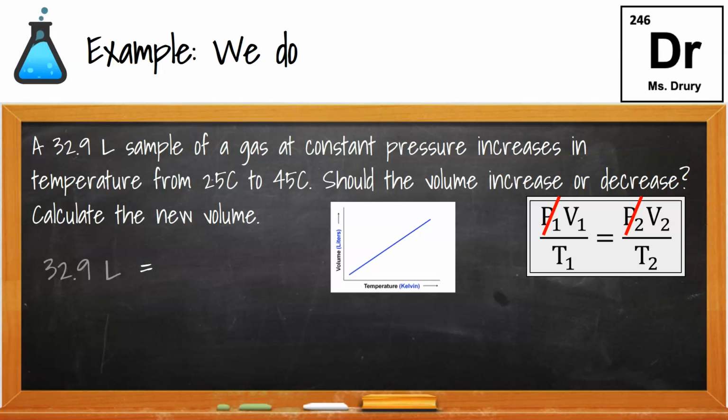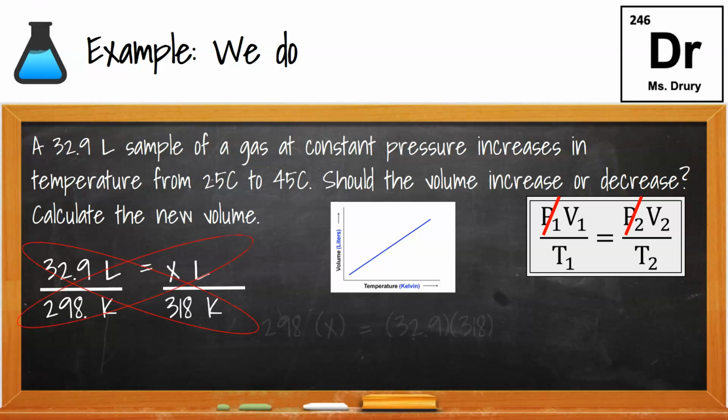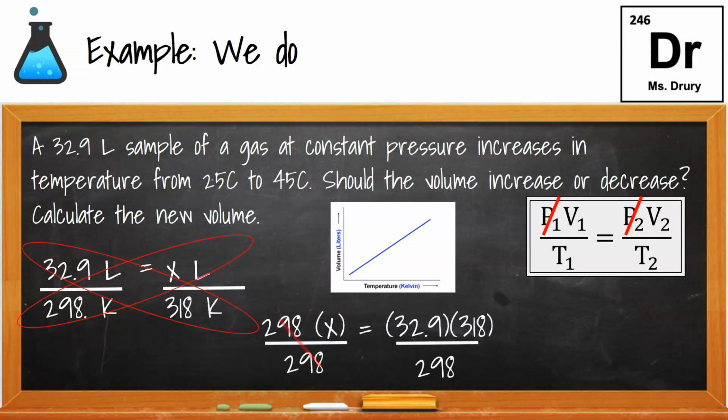Let's calculate that new volume. The first volume was 32.9. The temperature is 25 plus 273, which is 298 Kelvin. The next volume is unknown, but the temperature should be 45 plus 273, which is 318. When you cross multiply and divide by 298 to get the x alone, our answer came out to be only 35.1 liters. It did go up, but didn't go up substantially because the Kelvin temperature didn't go up a lot. So the Kelvin temperature only crept up by a small amount, and the volume can only creep up by a small amount.